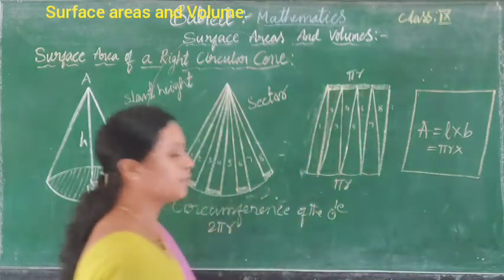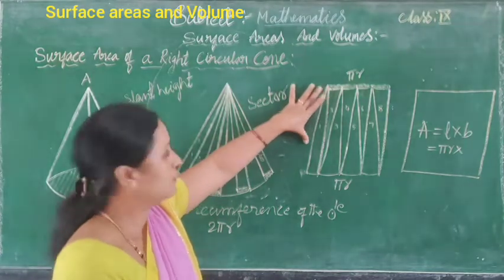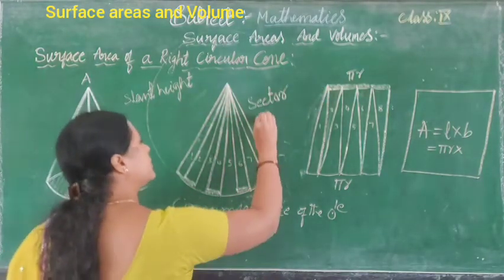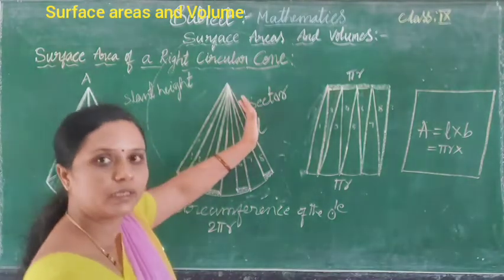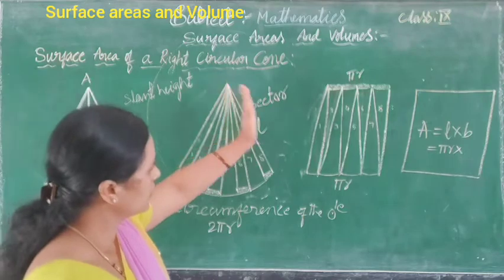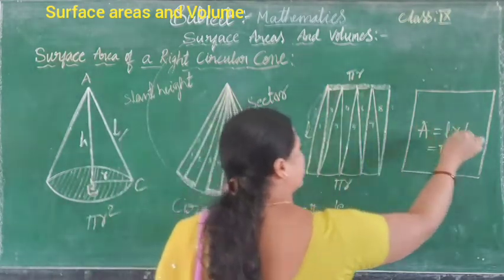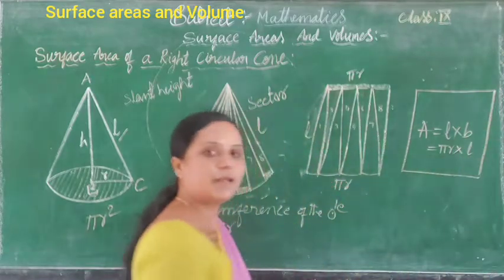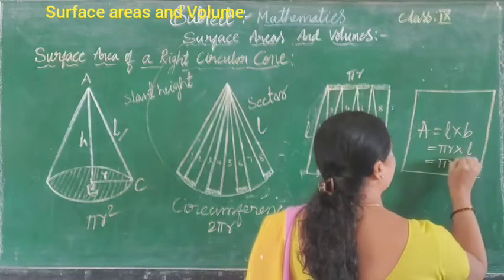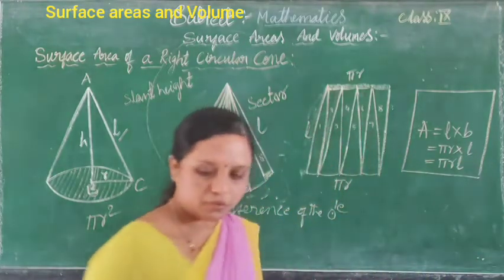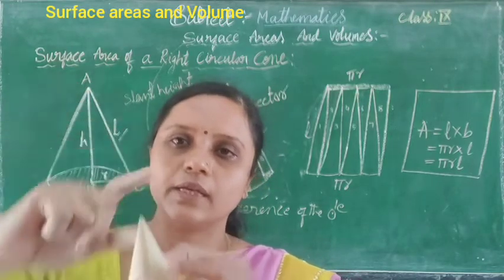What is B? Breadth. So the breadth of the rectangle is nothing but the slant height. The breadth of the cone is L. So the breadth of the rectangle will be L. So now we can multiply them. We get what? Pi r L. So the area of this curved surface of the cone is what?